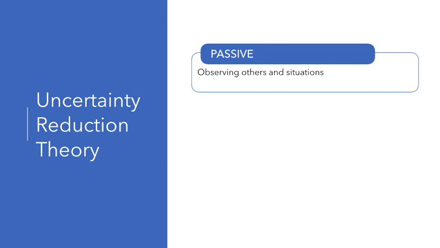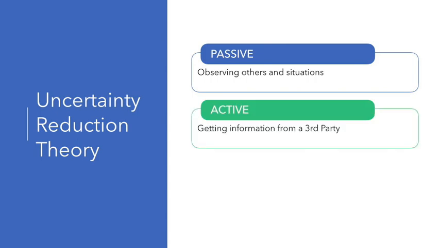Next, we use what's called an active approach. And that one is really, we get information from a third party. Maybe we ask a friend, like, hey, who's that over there? What's their story? What do you know about them? We especially do this in dating situations. If we see somebody that we're attracted to, we want to find out if they maybe like us back before we approach them. But we even do this with people that aren't on a romantic level.